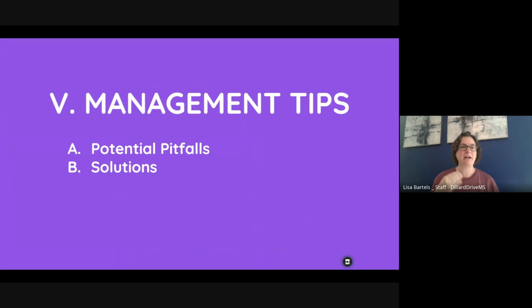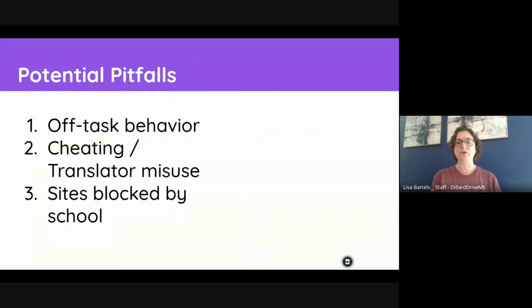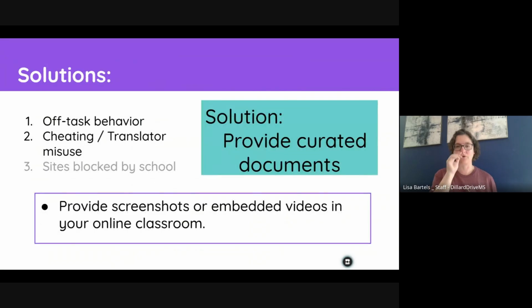And I do have a few last little tips, potential pitfalls related to using social media in class and how you can solve those. The biggest pitfalls are off-task behavior, cheating and misuse of translators by your students, and also finding out a site is blocked by the school. There's nothing worse than finding a great source at home, and then you go to school and the kids can't access it. That's very frustrating, but there are workarounds for all of these.